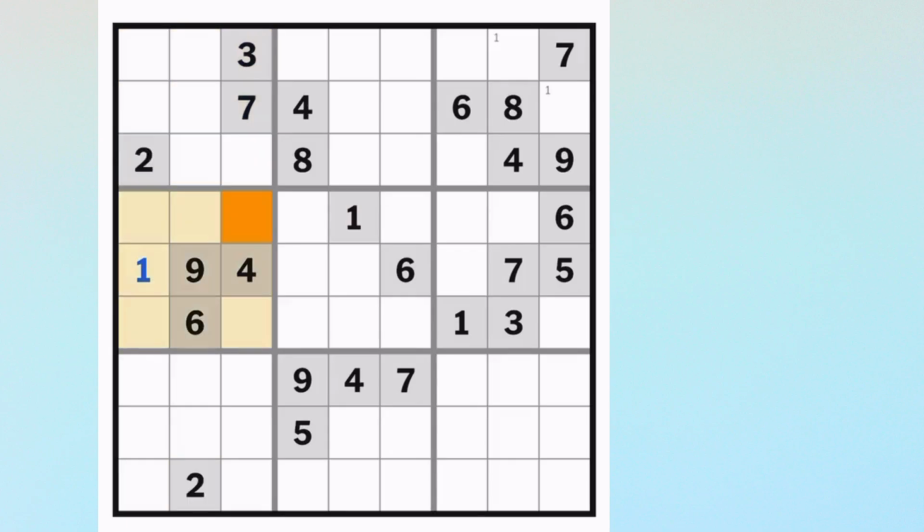So you can see that number 2 is a likely candidate in these 2 cells of this block. So then we go to number 3. So 3 can come in these 2 cells. Similarly, 3 can come in these 2 cells. And similarly, 3 can come in these 2 cells. So we go to number 4.